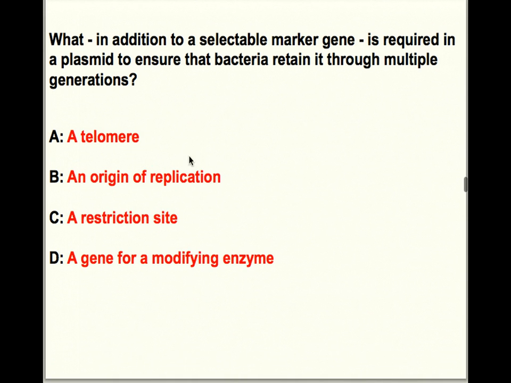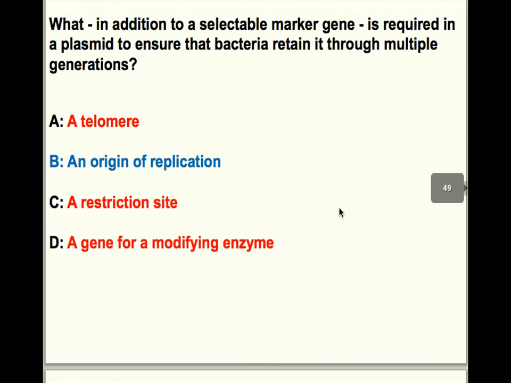So the answer to this question was an origin of replication to allow the plasmid to replicate. But why might you want answer C in there, a restriction site? Yeah, exactly. So what I was just mentioning, where you want to be able to cut that vector open in order to insert your gene of interest. And a restriction site is one way to cut it at a very specific known location.